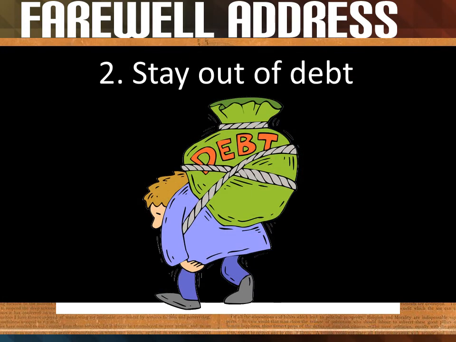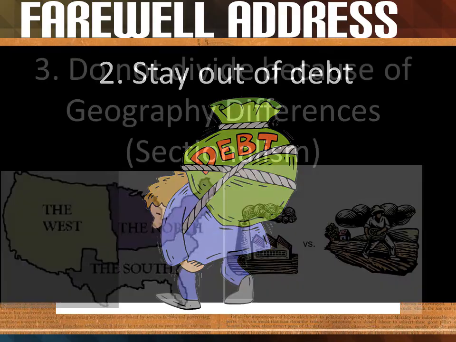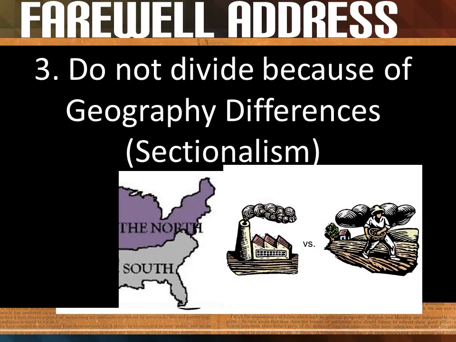The second thing that was really important to Washington was that we pay off the debt that we were in and then we stay out of it because he knew that it would just cause trouble for us. Third thing, he did not want us to divide because of our differences in the country, what we know as sectionalism. So he didn't want us to divide and the North be feeling differently about the South and the South be feeling differently about the North. He wanted us to all stay unified as one strong country.